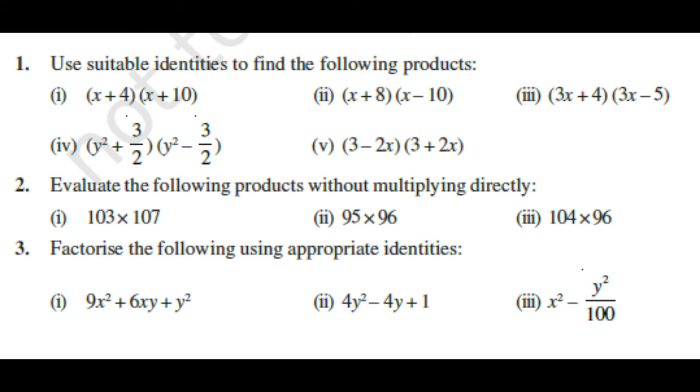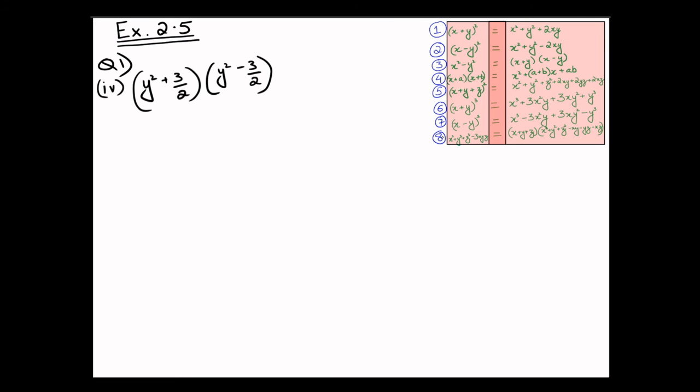The fourth part is the product of y square plus 3 by 2 and y square minus 3 by 2. Can you guess which identity this looks like? So I'm drawing parallels over here with identity number 3. It may not be obvious with the x square minus y square over here, but notice the right hand side. The right hand side is the product of x plus y into x minus y.